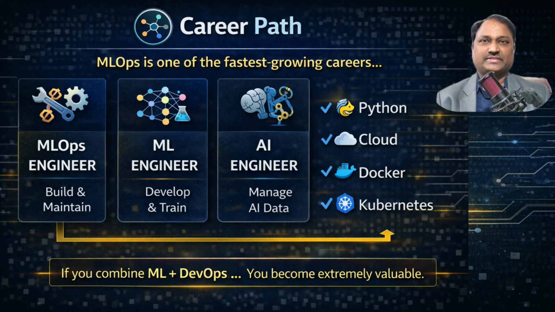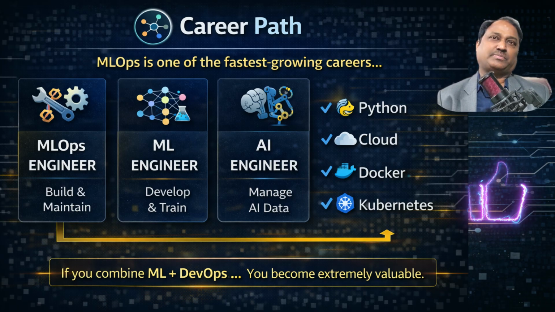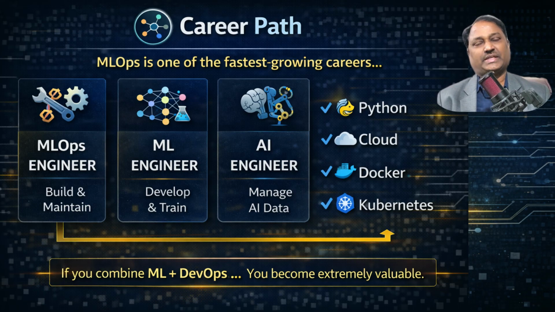Now, career path. MLOps is one of the fastest growing careers. Roles like MLOps engineer, who builds and manages pipelines to deploy, monitor, and maintain ML models in production. ML engineer, who designs, develops, and optimizes machine learning models and systems. AI engineer builds intelligent systems that apply AI techniques to solve real world problems.